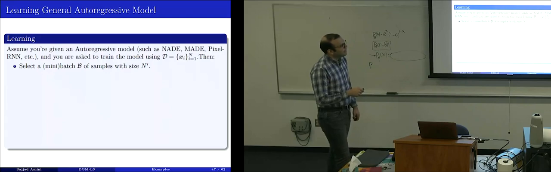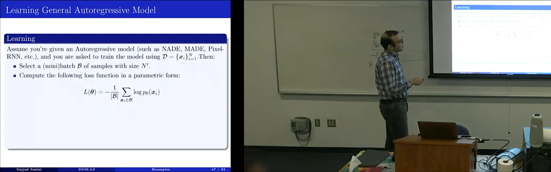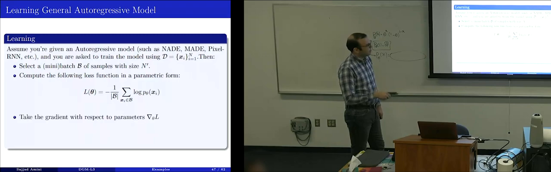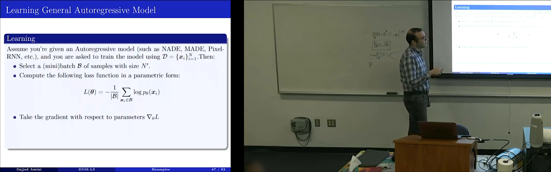So first, I select a mini batch B of samples with size n prime. Then I compute the loss function in a parametric form. This is not done by you; the framework can easily calculate this loss. You see that this is the negative log likelihood for the data coming from your batch, divided by the batch size. So you have a parametric form of your loss function with respect to the model parameters, and I should update the parameters such that this loss is minimized.